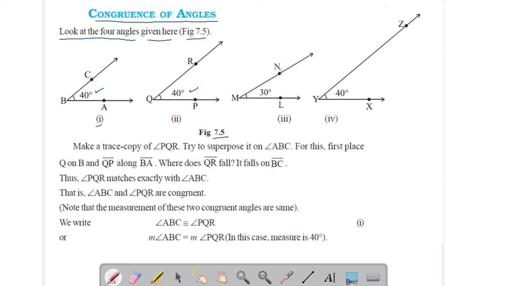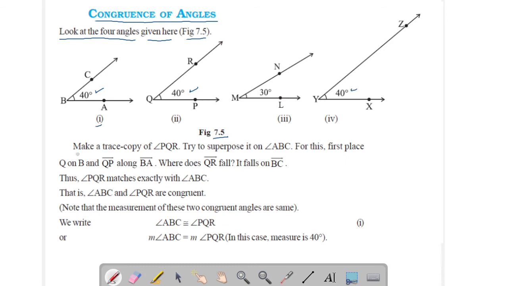Again, angle NML and angle ZYX, they are not equal. Why? Because this angle, angle NLM, is 30 degrees, and angle ZYX is 40 degrees.